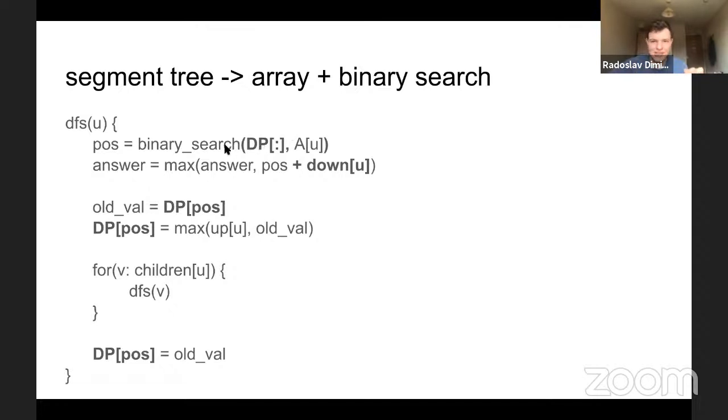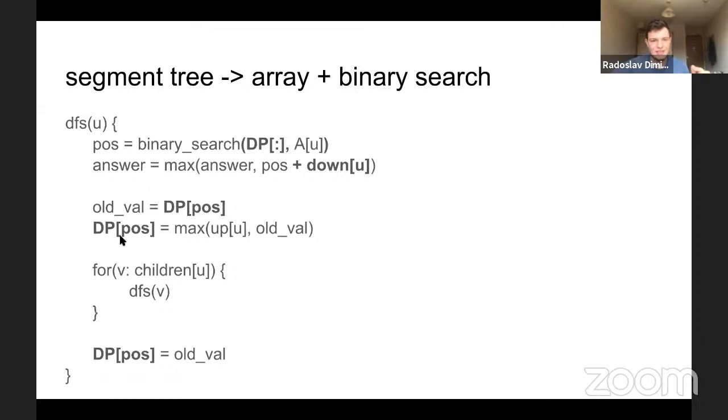So we are basically going to binary search the A of U, which is the value of the current vertex, in the DP array. Then position will actually hold the optimal up for A of U. And I'm going to explain why in a bit. And so then the candidate will be just position plus down. And the old value will be just DP at this position.